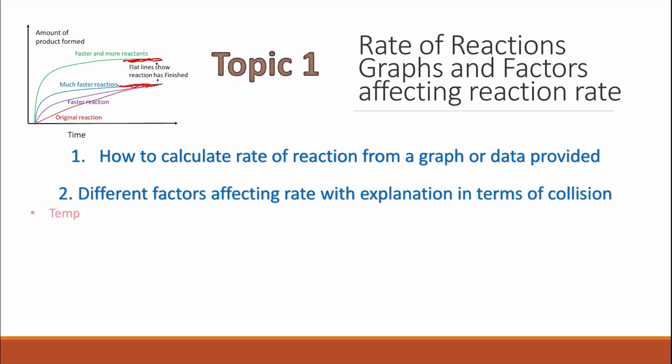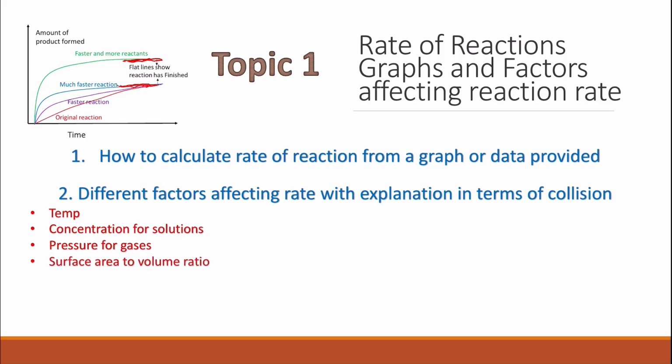These factors are the temperature. Increasing temperature increases the rate of the reaction. Increasing concentration of the solution will also increase the rate of the reaction, and in the case of gases it will be the increase of pressure. And then also the surface area to volume ratio. So if you use a powder, the rate of the reaction will be higher than if you use a big clump of the solid. And also the use of a catalyst.